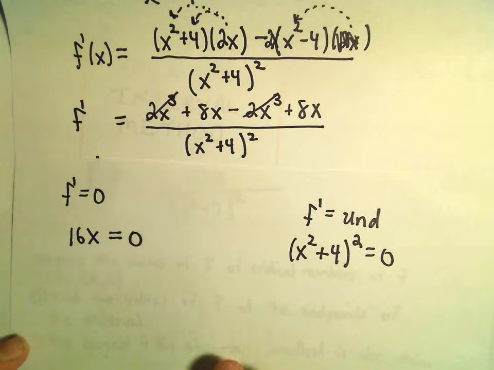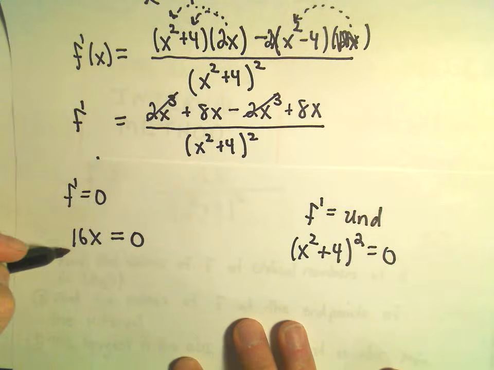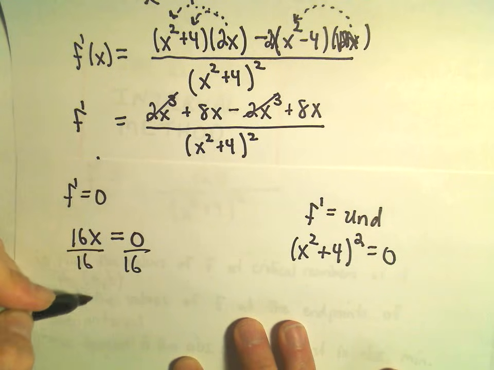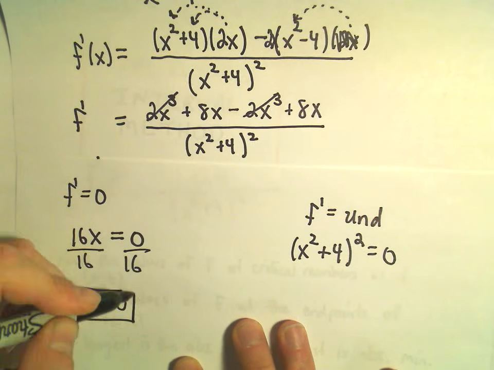Well, then we'll just solve both equations for x. So the first one's pretty easy. We can just divide by 16, and that'll give us x equals 0.